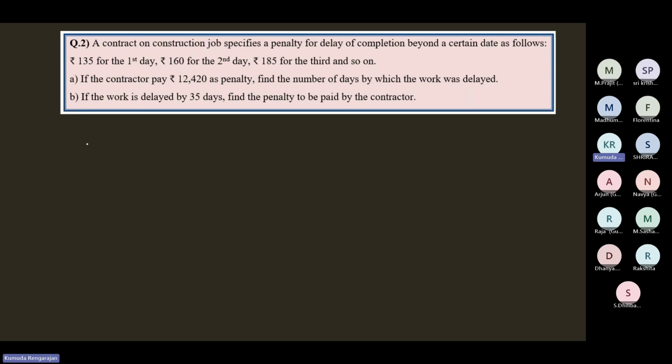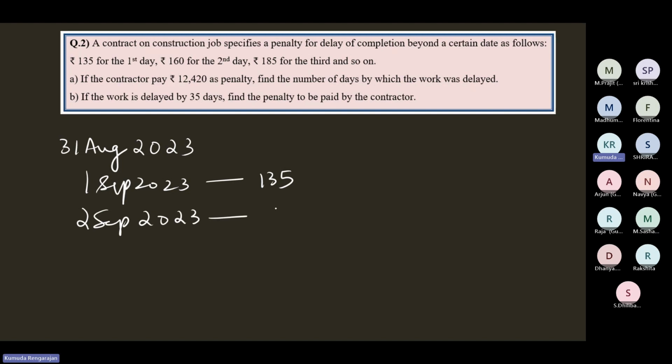So let's assume that he has to finish the job by 31st August 2023. But the work is not done. It's not completed. Then for 1st September 2023, the penalty to be paid by the contractor, that civil engineer, is rupees 135. For 2nd September, he has to pay, because for the second day, note that word for there, for the first day, 135 rupees, for the second day, 160 rupees, that is only for 2nd September. For the third day, that is for 3rd September, supposing the work is still not completed, then for 3rd September, he has to pay 185 rupees and so on.